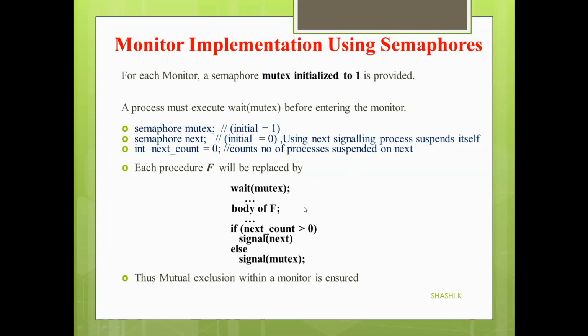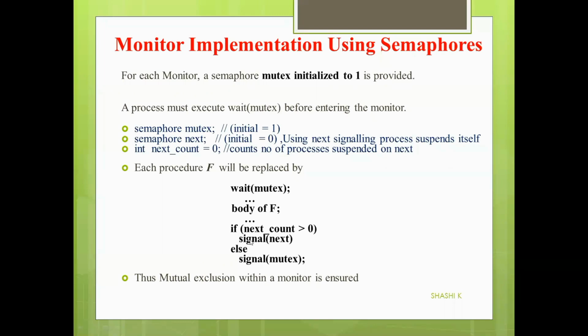So the procedure for F will look like this. Every process, if it wants to enter the monitor, will execute the wait operation on the mutex. This mutex is used for ensuring mutually exclusive access to the monitor. And when it comes out of the monitor, it will execute the signal operation. But inside the body of the procedure, we also check if the value of next_count is greater than 0. If it is greater than 0, it means that some process has been suspended and is waiting outside the monitor for some condition variable.